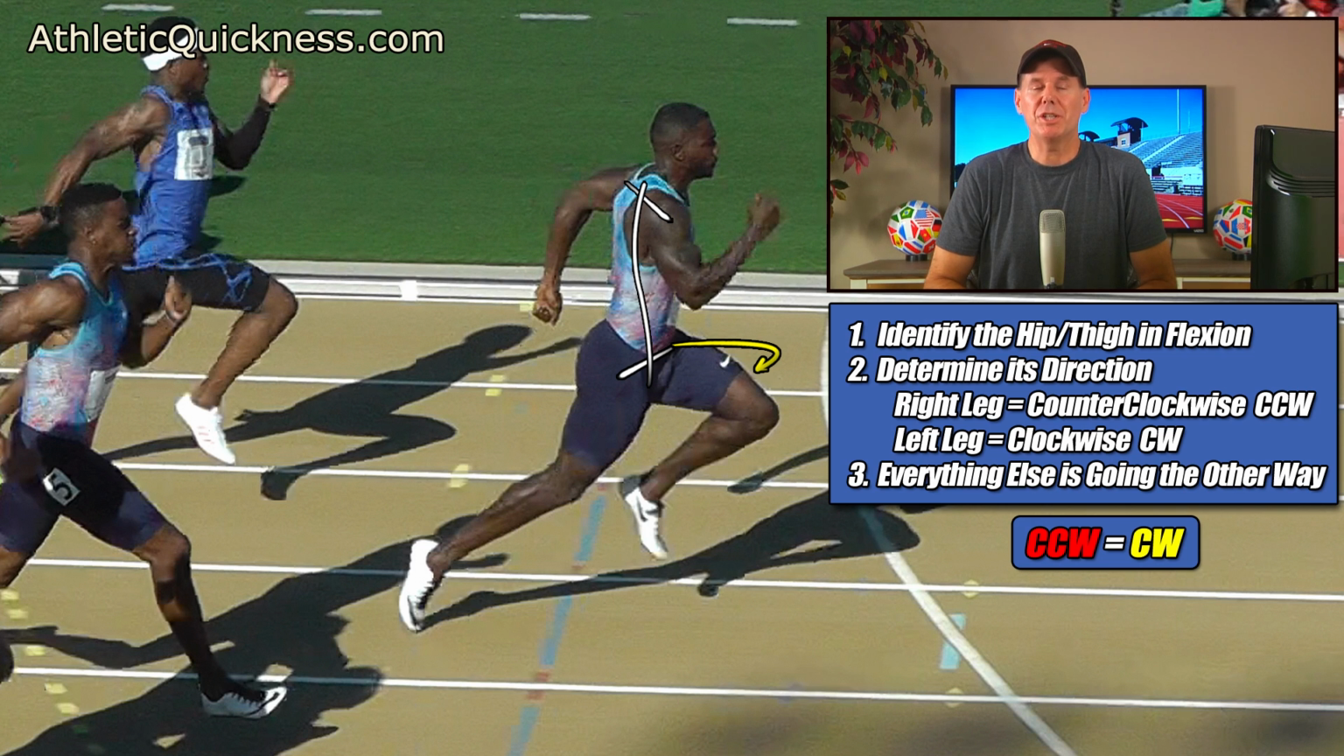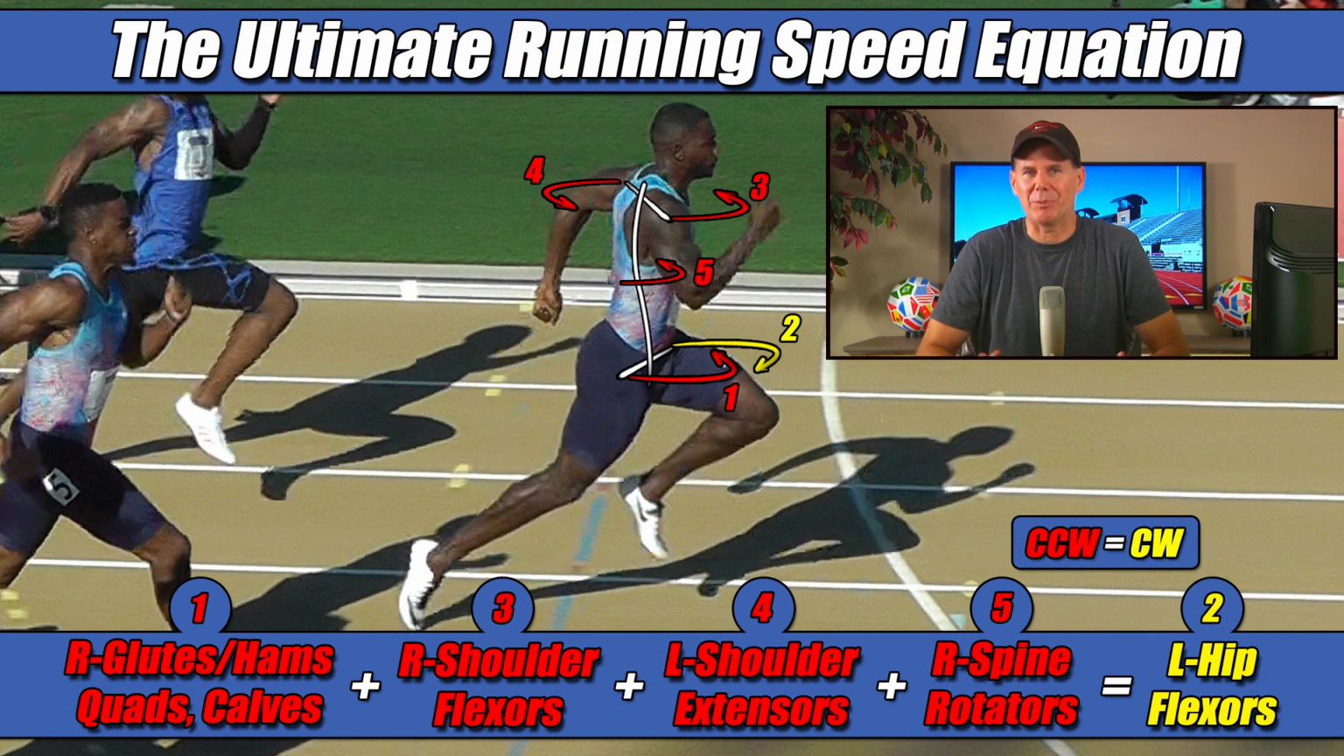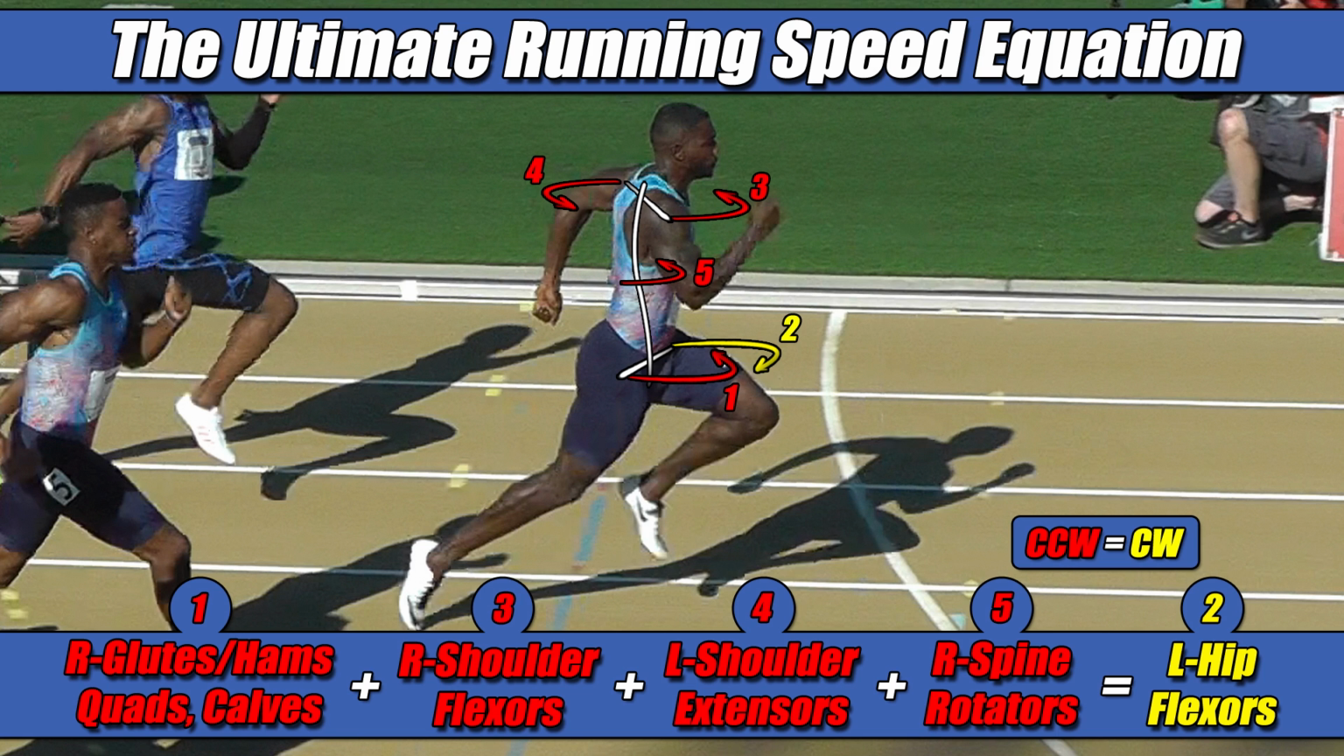All right, so once we know the direction of the hip flexors, step 3 in our table tells us which way everything else is going, which is what direction? If you said the other way, or more specifically, counterclockwise, you are correct once more. And let's go ahead and draw those 4 torques on him now in red. And there is your ultimate running speed equation in action for this sprinter, showing you all of the muscles he is using to produce this torque pattern. Pretty simple, right?